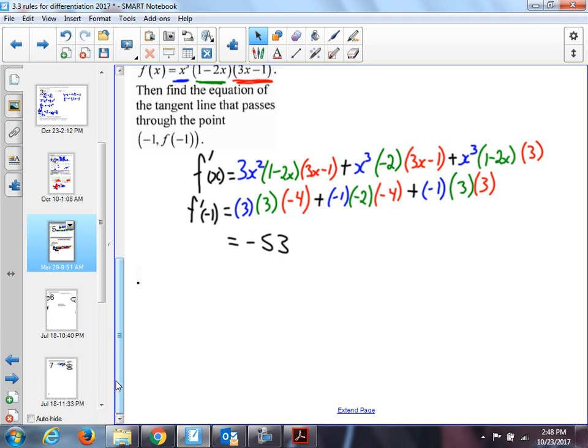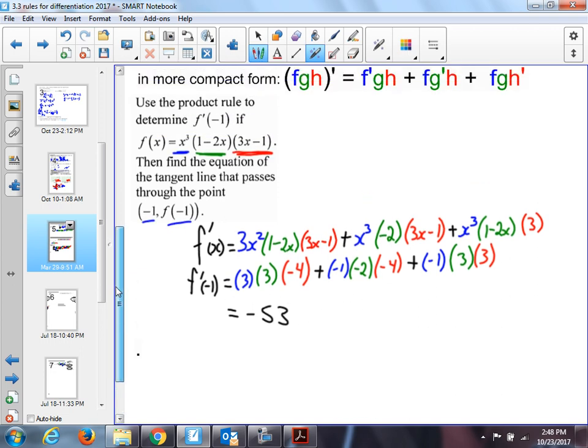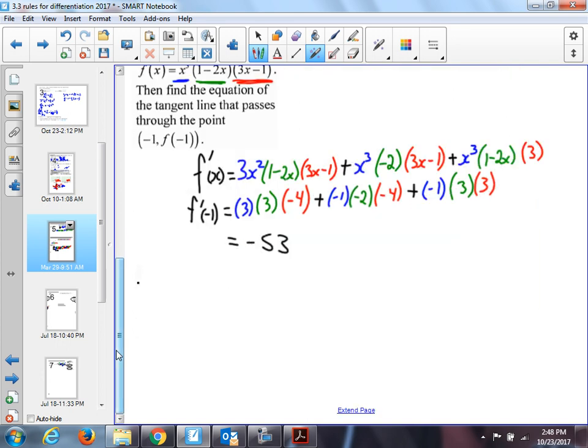Through the point negative 1 comma f of negative 1. Can you just plug this in here, in your head? Probably. It will be 12. Minus or positive? Because there's two negatives. Okay, you thought it through. It is 12. I have it worked out. It's 12.